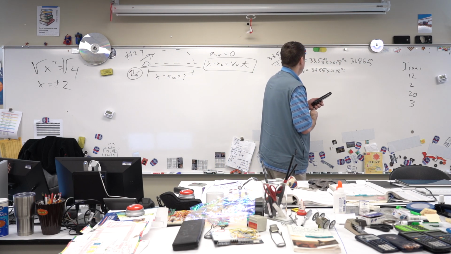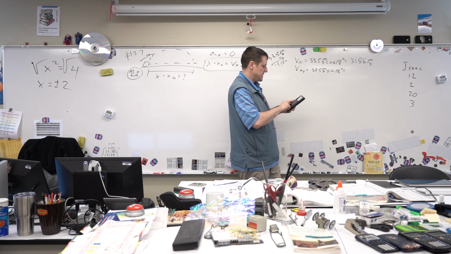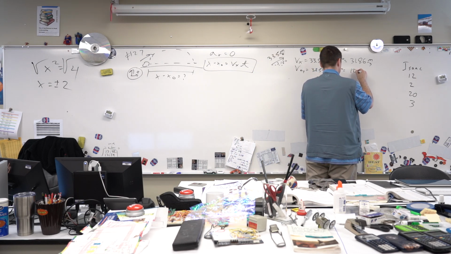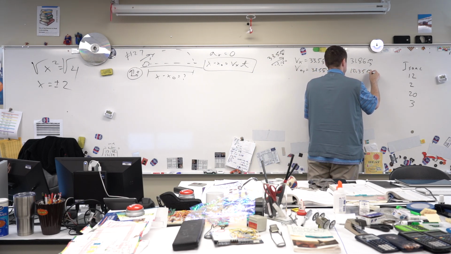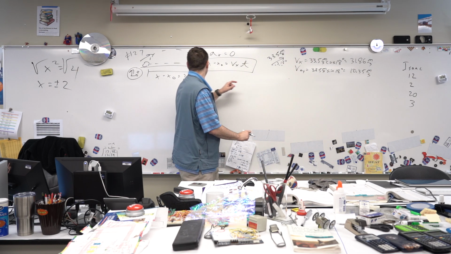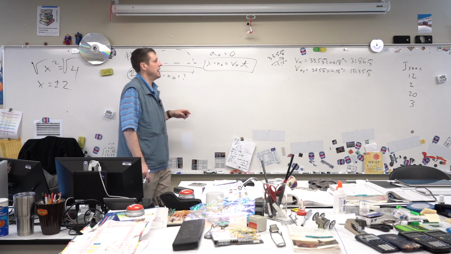Okay. And then v initial y, 33.5 sine 18, 10.35 meters per second, okay, for the y component. And they're both positive because I'm calling up and right positive. Still with me? All right.